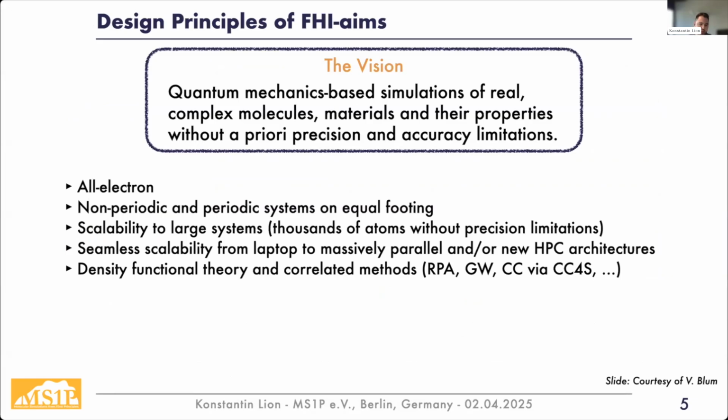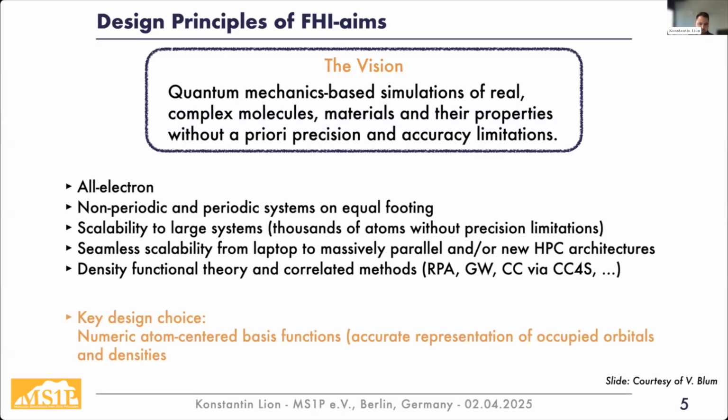So one, FHI-aims should be an all-electron code. It should be able to handle non-periodic and periodic systems on equal footing. So whether you have periodic boundary conditions or not. It should scale to extremely large systems, so that can mean thousands of atoms, or as you will see later on, even 10,000s of atoms, without limitations. It should scale both on laptops as well as massively parallel HPC architectures. And in the end, the main focus in the beginning was on density functional theory, but also correlated methods. So whether you're interested maybe in RPA, GW, coupled cluster, and so on, this is also supported within the code.